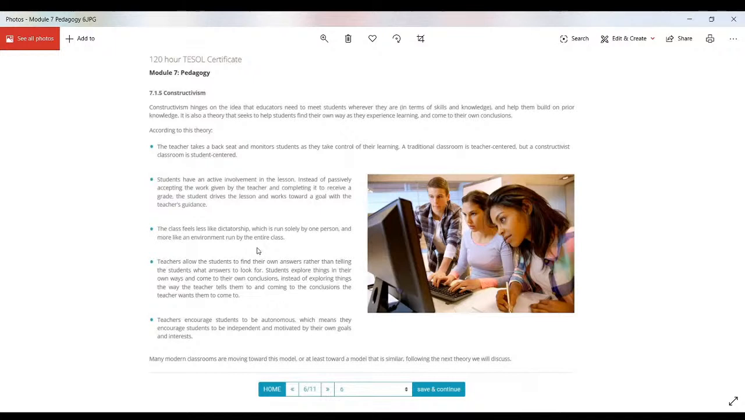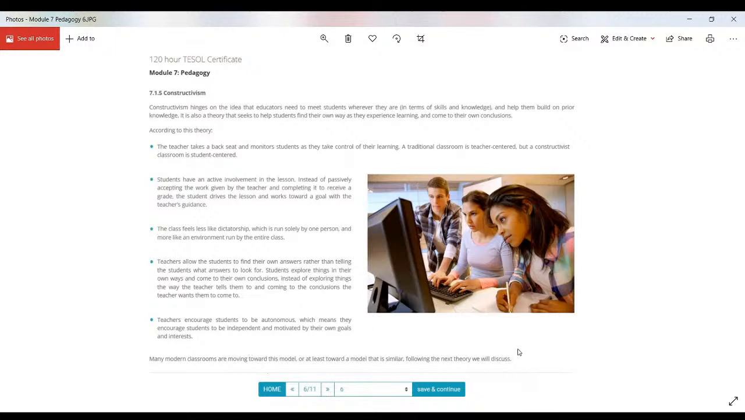The class feels less like a dictatorship, which is run solely by one person, and more like an environment run by the entire class. Teachers allow the students to find their own answers rather than telling the students what answers to look for. Students explore things in their own ways and come to their own conclusions instead of exploring things the way the teacher tells them to and coming to the conclusions the teacher wants them to come to.